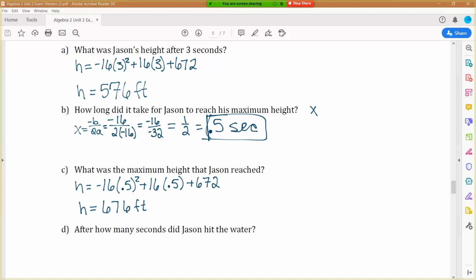Questions on these three parts? They're all worth 2 points. So right there, 6 points, and we haven't even got to part D yet. Everybody okay with these three parts before I move on? Okay.